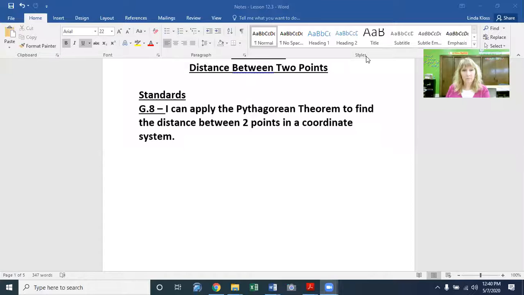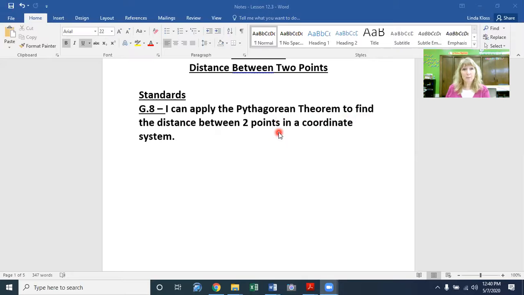Hello, this is going to be lesson 12.3. We are going to be covering pages 387 to 391. We're going to be talking about using the Pythagorean theorem to find the distance on the coordinate plane. The standard we're going to be working in is standard G8. I can apply the Pythagorean theorem to find the distance between 2 points in a coordinate system.